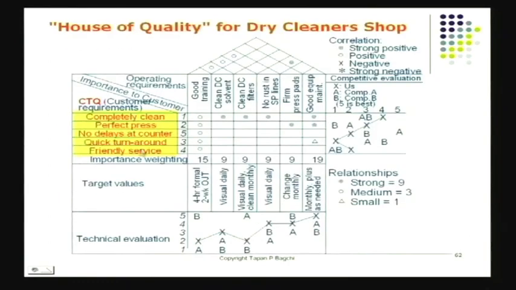These are the ones customers are going to be really requiring. They are the ones who are going to be wanting to see these. And therefore, what we have to do is, for example, in the dry cleaning case, we wanted to make sure that we understood what the customers wanted. There, they wanted the dresses to be completely clean. They wanted perfect press. They wanted to make sure there were no delays at the counter. They made sure that there was quick turnaround. They wanted to make sure service was friendly. And of course, they also gave us some priority.